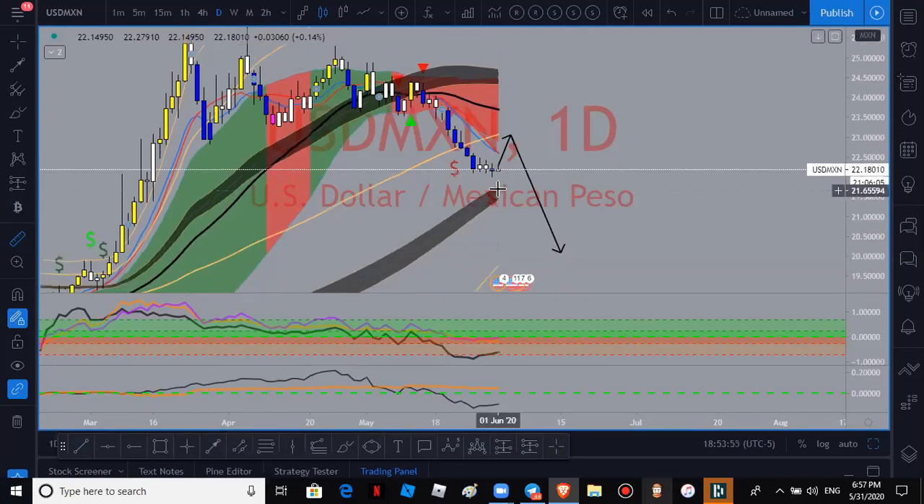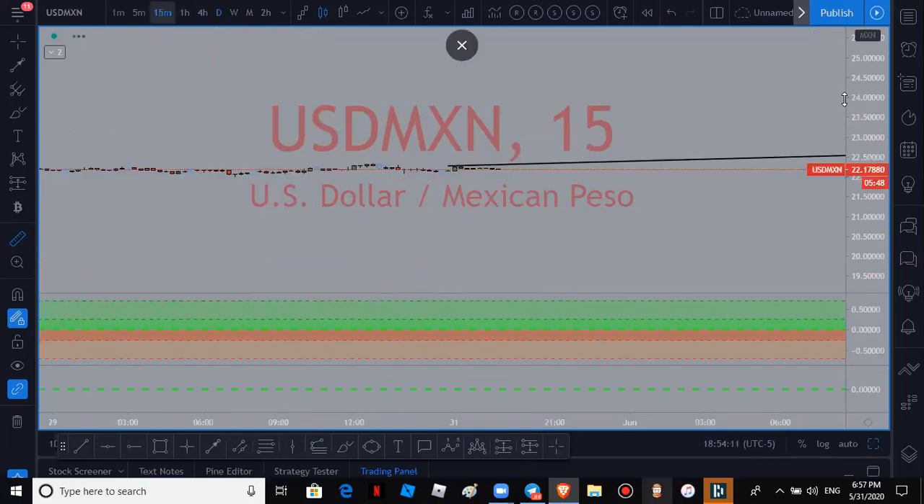I do see it potentially coming down even to the lower danger zone before it pops up. But I want to personally see it jump up here before I sell it again. That's just me personally. So, yeah, USD Mexican on the 15-minute, I'm pretty sure it's already called for a sell.